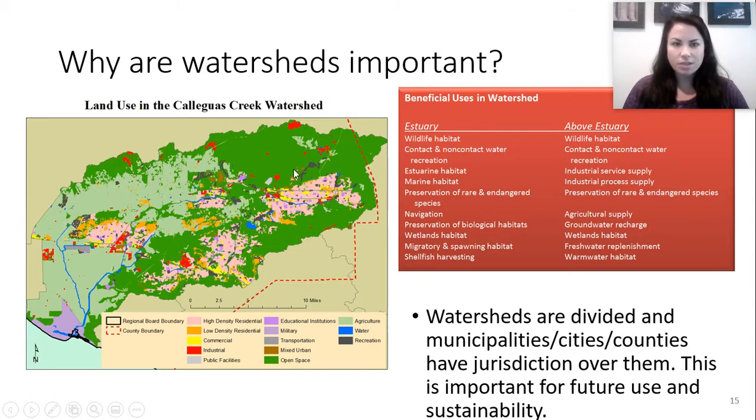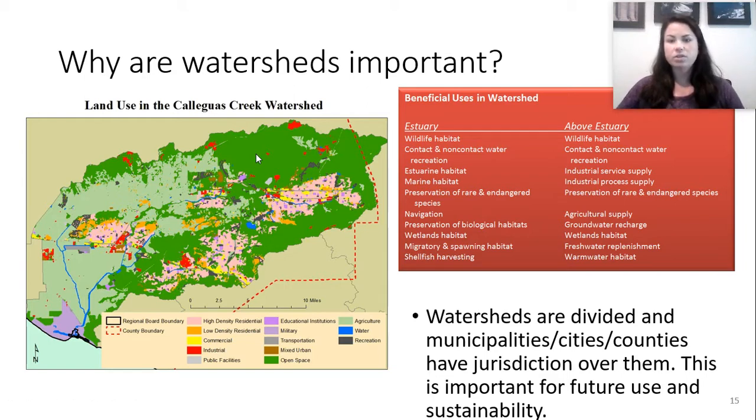And so green, we see that that's open space. What are some of the other colors that we see here? A lot of this pinkish color means it's residential. So a lot of you probably live in this area. And so a lot of the watershed is used for residential use. We have some mixed urban, we have some commercial as well, and some industrial. So you see the little pockets of red here, those are for industrial use of the watershed.